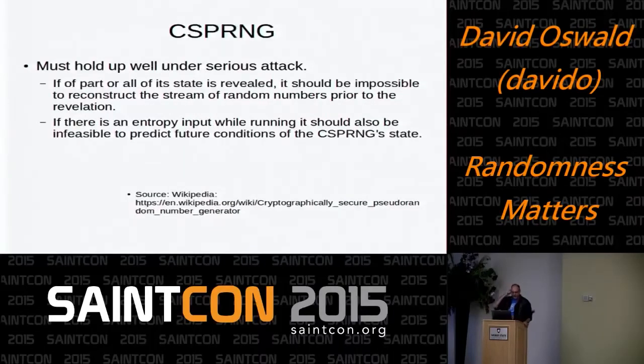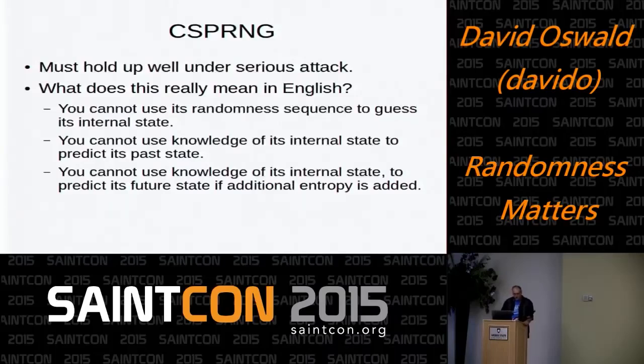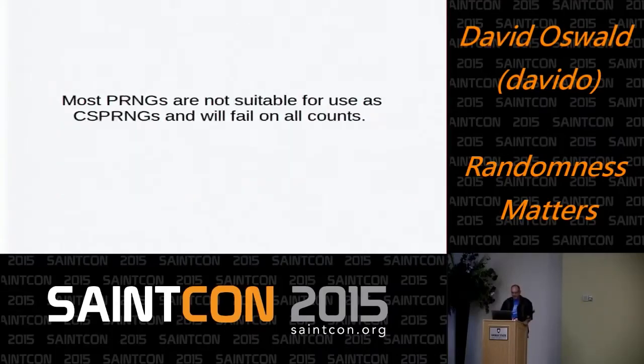If there's entropy input while it's running, it should also be infeasible to predict the future conditions, even if the internal state were to become known. You cannot use knowledge of its internal state to predict the future state. You can't use knowledge of its internal state to predict the past, and you can't use its randomness sequence to guess its internal state. That's a cryptographically secure random number generator.